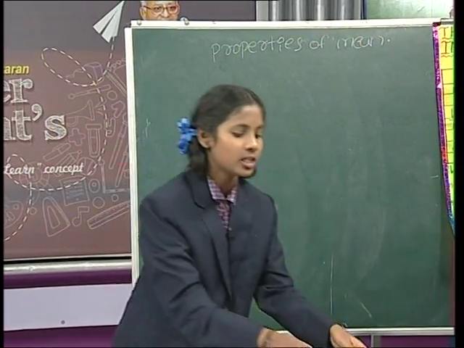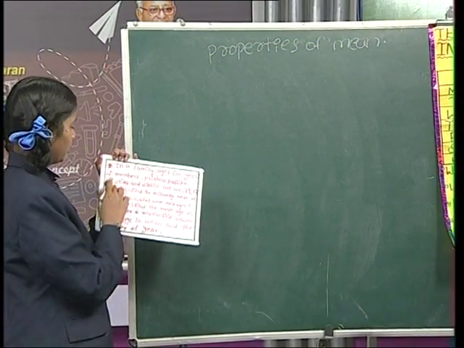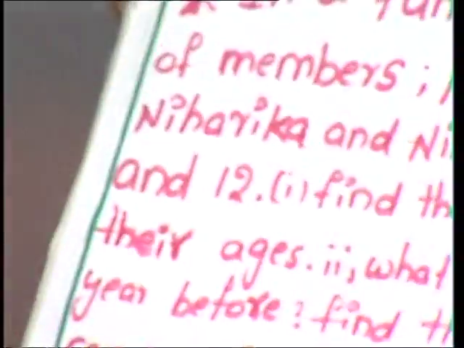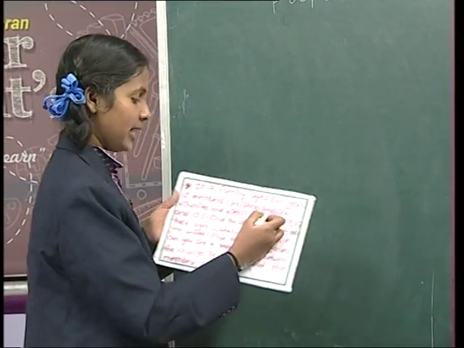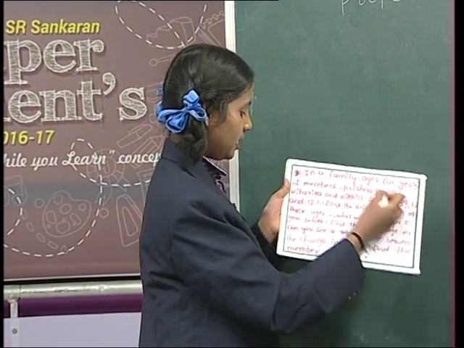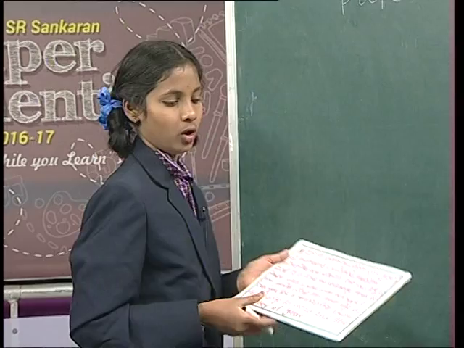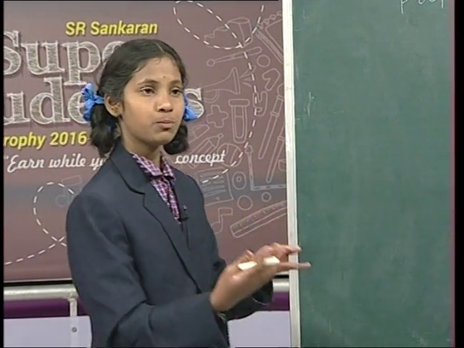The present ages of family members. See, in a family there are 4 members. Their ages are 44, 39, 17, 12. That's all. So we have to find out the mean of these ages.